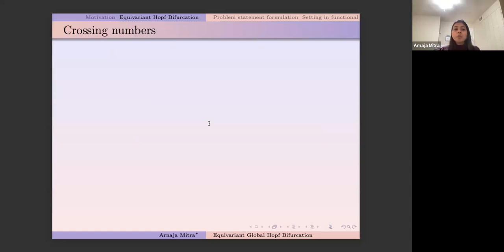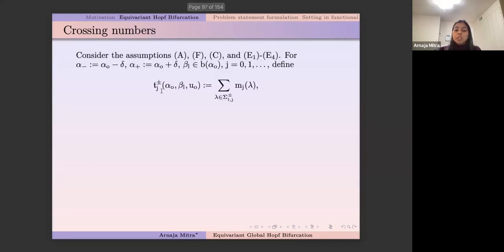Now, to approach our main result, we need two main concepts. One is the crossing number and the second is the twisted orbit types. So what is the crossing number? If you consider a small neighborhood around alpha naught, say alpha minus denotes the left-hand side of alpha naught and alpha plus denotes the right-hand side of alpha naught. And for alpha equal to alpha naught, you have i beta L as an eigenvalue or a characteristic value.